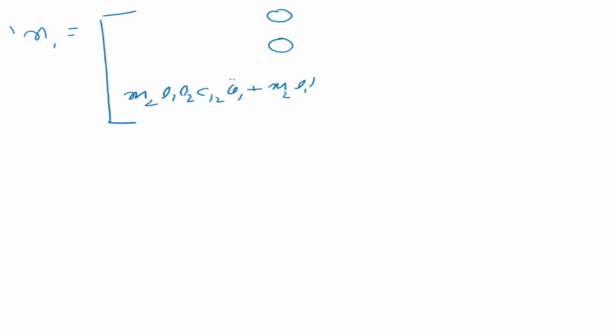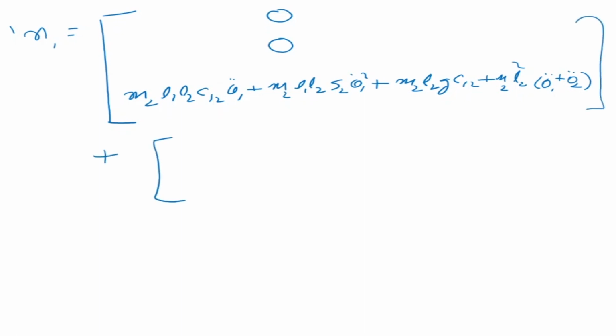What is the moment acting? Moment acting N1 is equal to, this is made up of three terms, 0, 0, and N is always about the z-axis, so it is m2 L1 L2 cos θ2 θ1 double dot plus m2 L1 L2 sin θ2 θ1 dot squared plus m2 L2 g c12 plus m2 L2 squared (θ1 double dot plus θ2 double dot). Okay, this is one set.